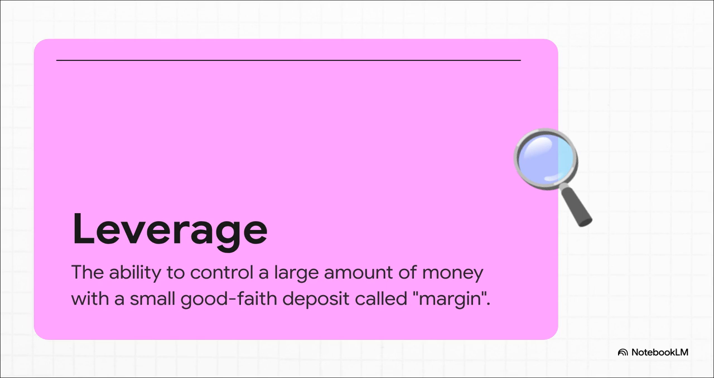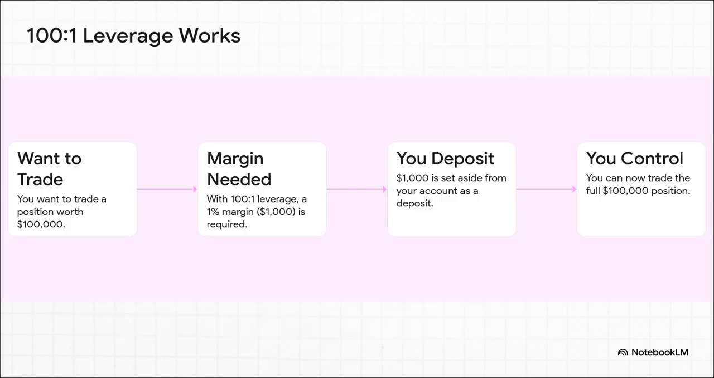Now, in exchange for lending you this power, the broker just asks for a small, good faith deposit to secure the trade. And that deposit has a special name. It's called margin. Okay, let's walk through a super simple example.